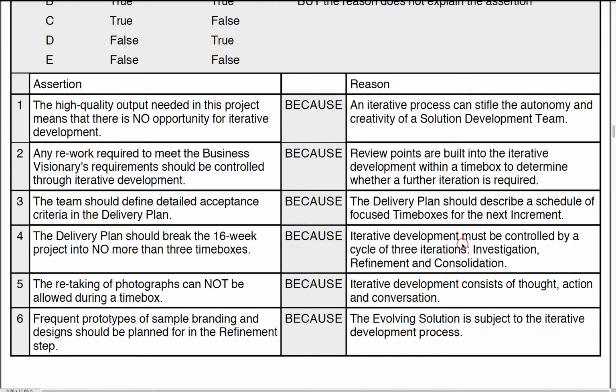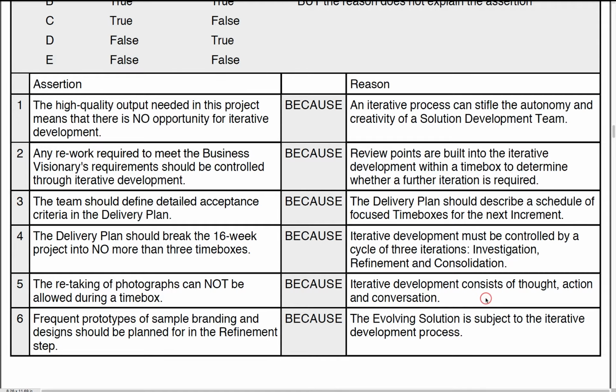4. Iterative development must be controlled by a cycle of 3 iterations. Well, the must is a bit strong, and in fact is wrong. For a structured time box, that's what we use, but of course we have a free format time box, which does not use these 3 phases or 3 iterations. So this is a false statement.